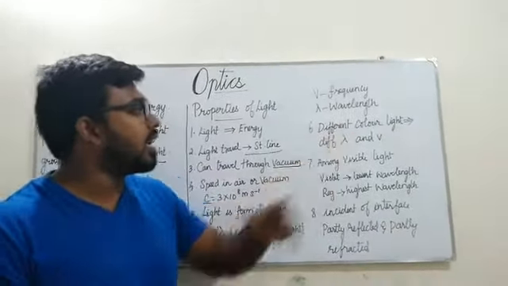The seventh point is, among the visible light, normally if we see the visible light, it seems to be white in color, but actually that is a composition of 7 colors that we call rainbow colors or VIBGYOR. So at one end it starts with violet, and at the other end it ends with red. So we can say the violet has the lowest wavelength, and the red color has the highest wavelength.